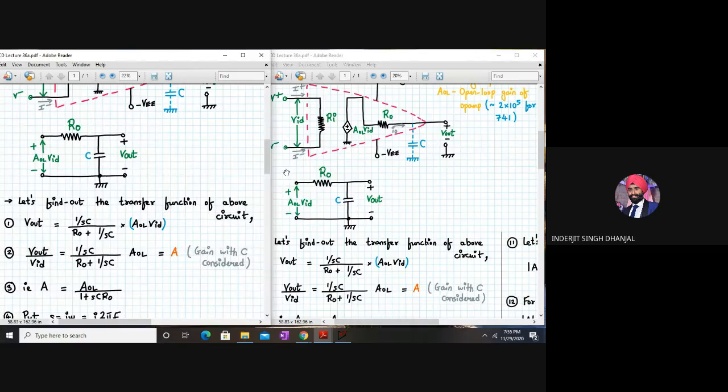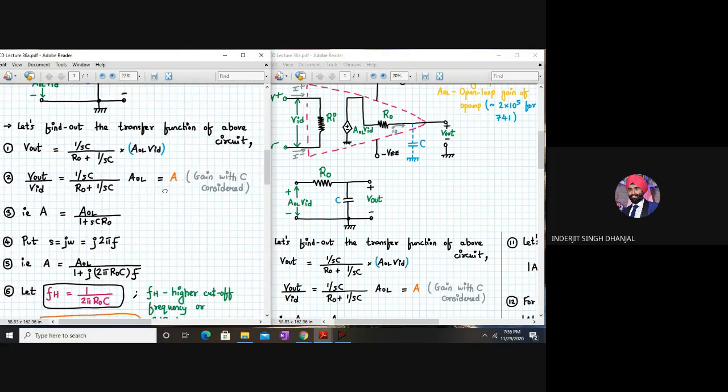So at the output side, we have V out. Here we have a capacitor. Here we have RO, and here we have your voltage dependent source, that is AOL times VID. So we'll concentrate on this basically, and let's find out the transfer function of this reduced circuit. Okay. So let us start.